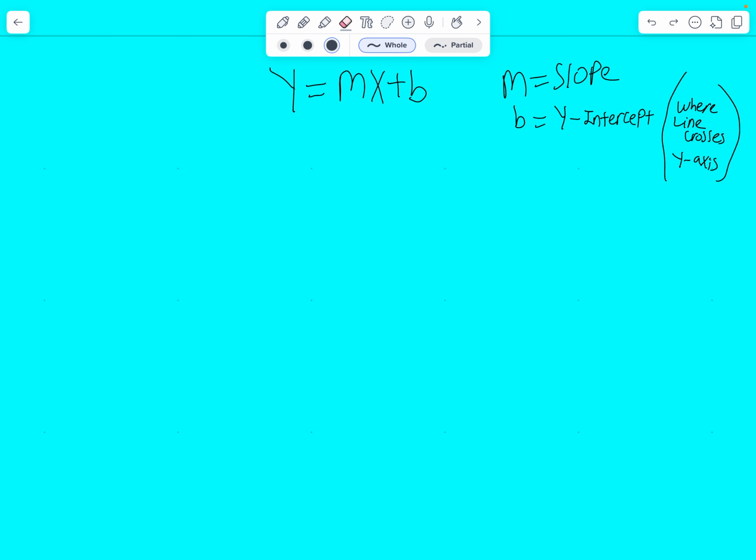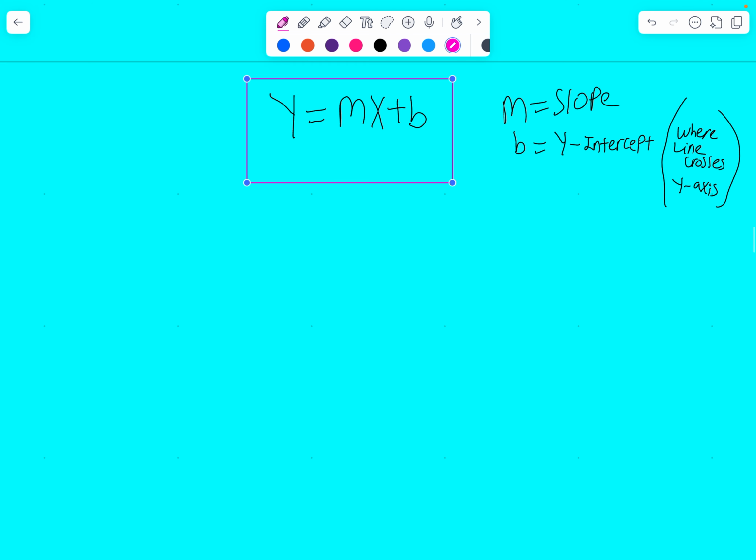So first off, this is the formula that you should know: y equals mx plus b. M equals the slope, okay? B is the y-intercept, and this has the form (0, b), also known as (0, the y-intercept number), all right? So keep those in mind. And it's where the line crosses the y-axis.